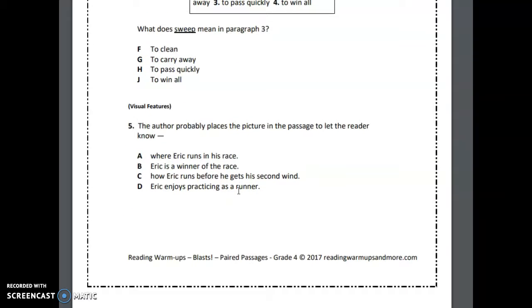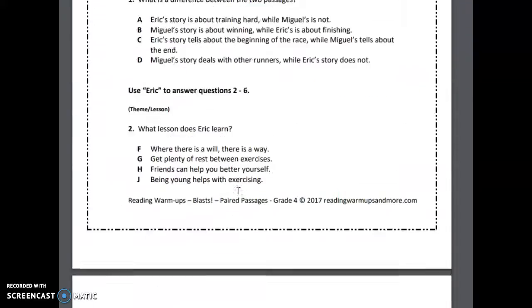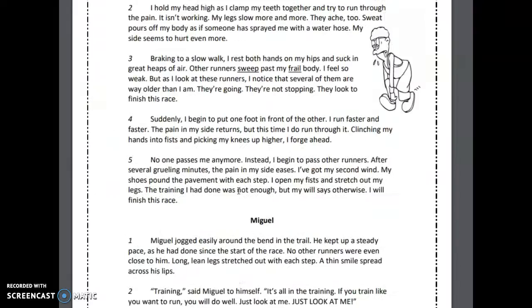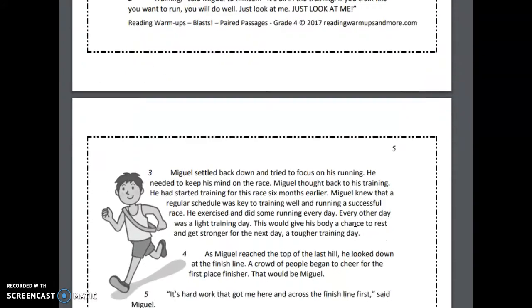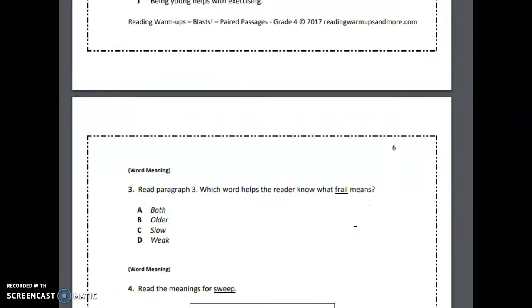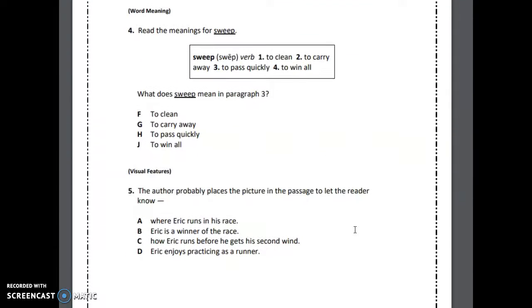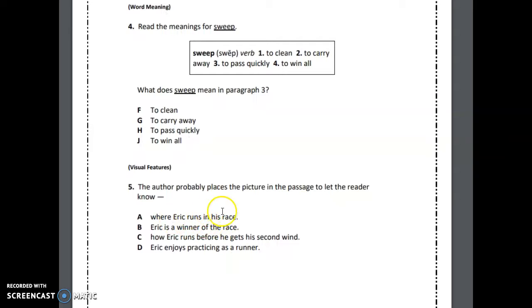Number five, the author probably places the picture in the passage to let the reader know. So here's our picture right here. Here's poor Eric. Look how tired he looks. He looks exhausted. So the author put that picture to let the reader know, A, where Eric runs in his race. That picture didn't show us that, so no. B, Eric is a winner of the race. Is that what it showed us? No.